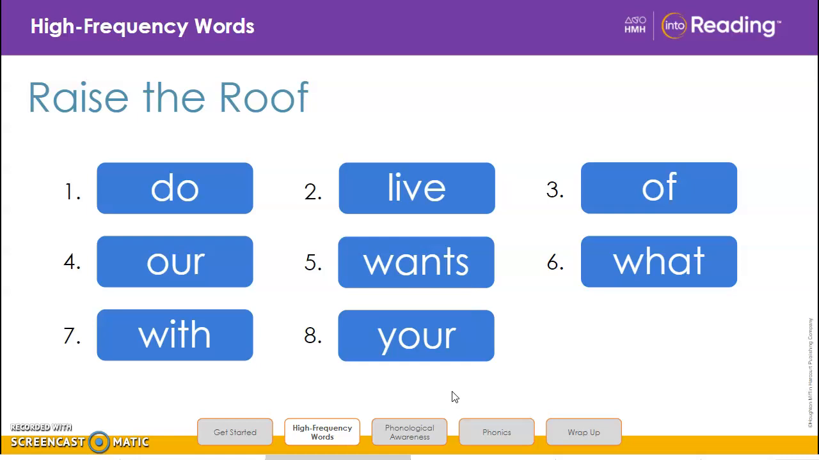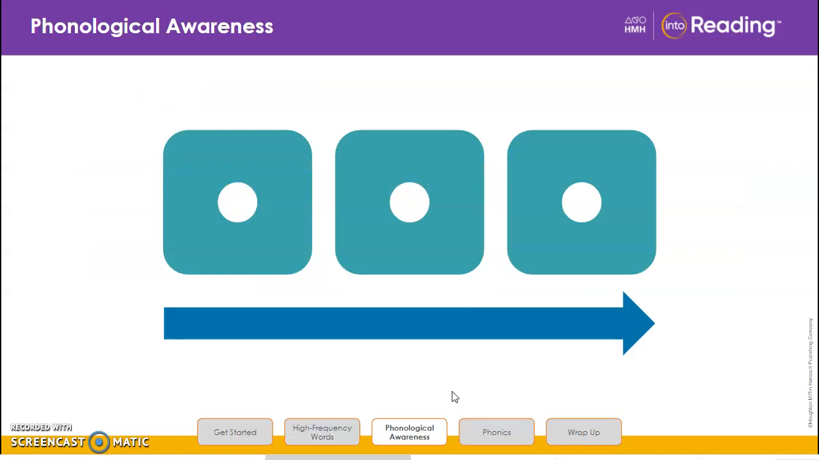Number 7, with. Raise the roof. W-I-T-H. And the last word is your. Raise the roof. Y-O-U-R. What's the word? Your. Outstanding.